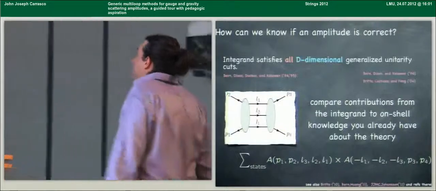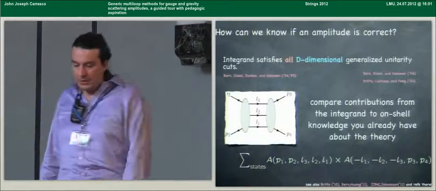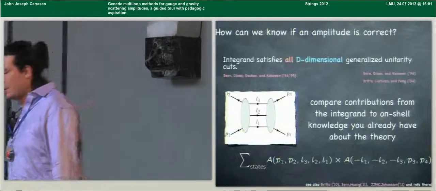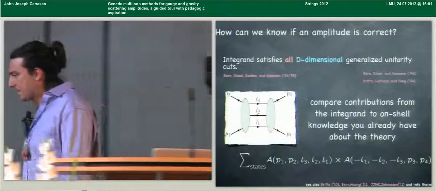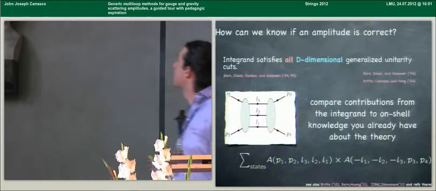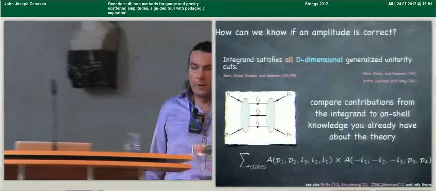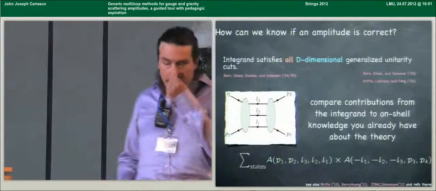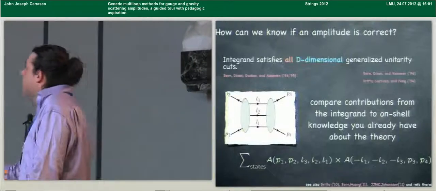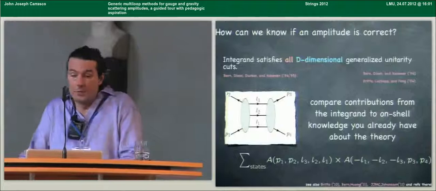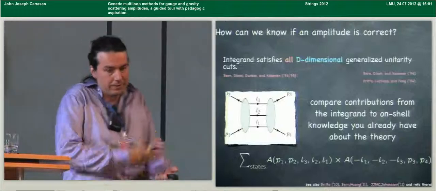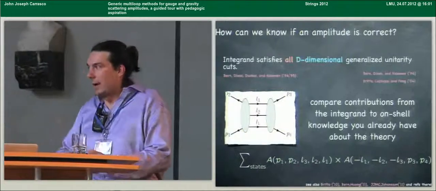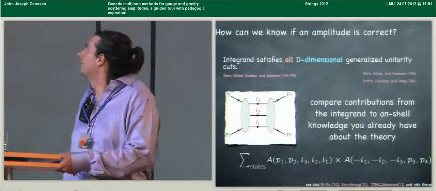So how do we know if an amplitude is correct? Somebody hands you an integrand, how do you know if it's correct? The answer is if it satisfies all d-dimensional generalized unitarity cuts. If you're not familiar with unitarity cuts, they are a way of comparing contributions from an integrand to on-shell knowledge that you already have from your theory. We assume you already know how to write down your tree amplitudes, because for these theories, Yang-Mills and gravity theories, we completely know the tree amplitudes at all multiplicity. So the goal is recycling this on-shell information and building higher-loop amplitudes.